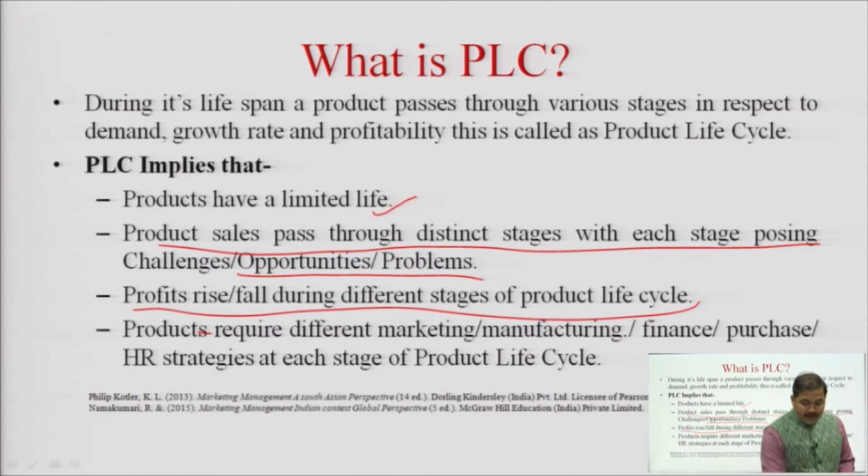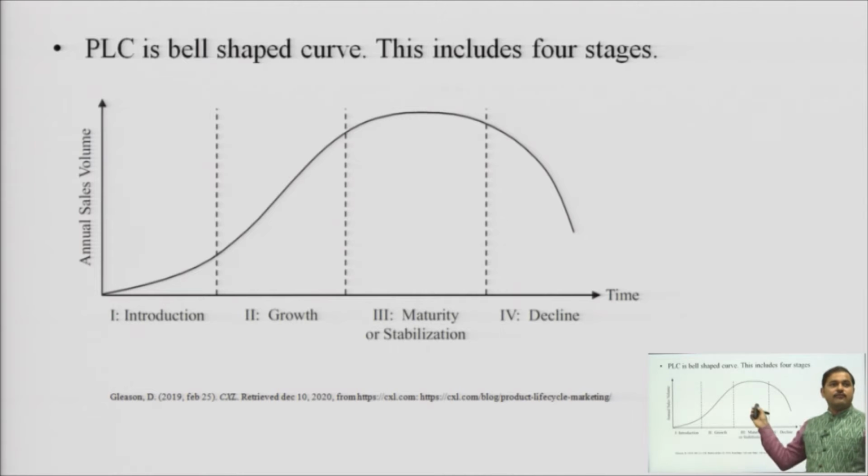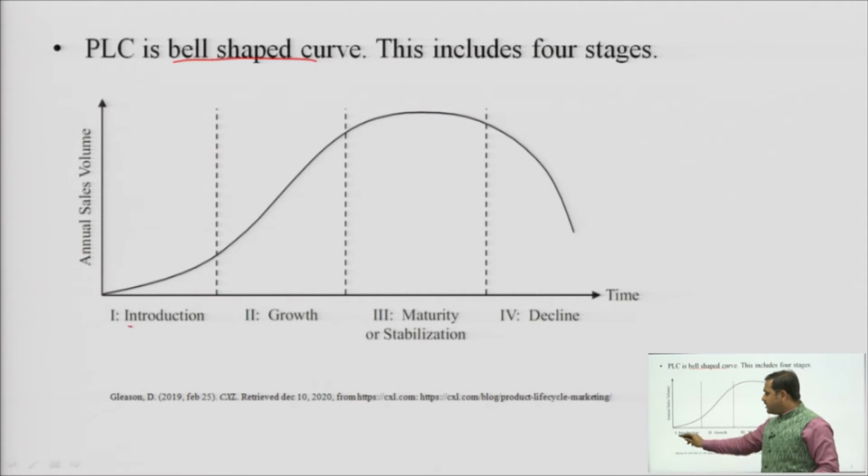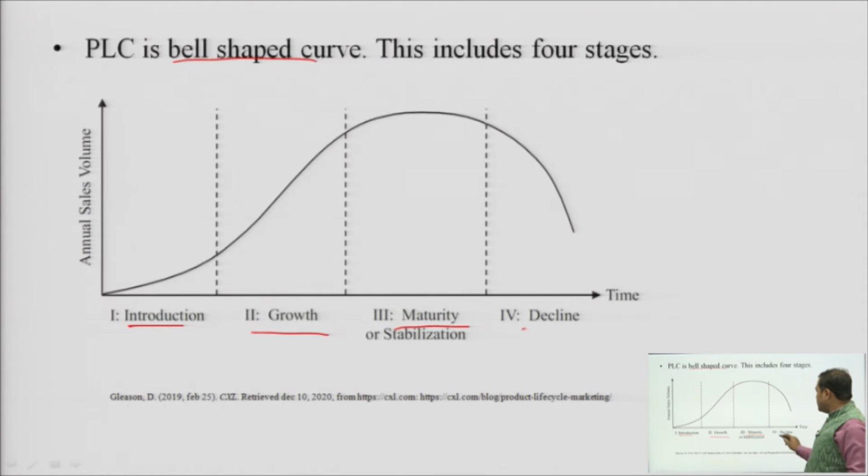So, keeping that in mind, let us have a look at what exactly the PLC implies. Let us look at the next slide, which shows what exactly a PLC curve is. The product life cycle is a bell shaped curve, which includes four stages: introduction, growth, maturity and decline.